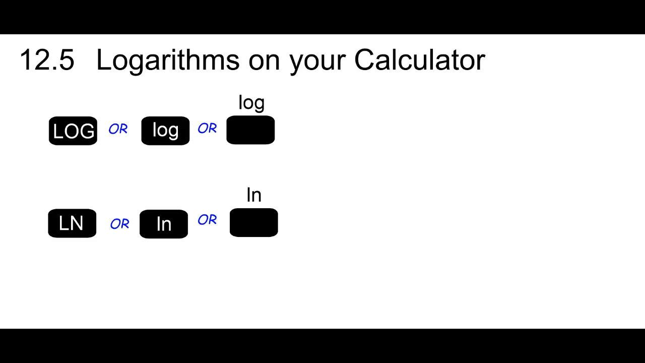12.5 is a section of the book you've probably been waiting for. It's about doing logarithms on your calculator. But please don't misunderstand what we're teaching you here. We're not trying to replace what we've already learned in the previous couple of sections. In fact, I want you to think about two similar square root problems and how you would be expected to work these out.